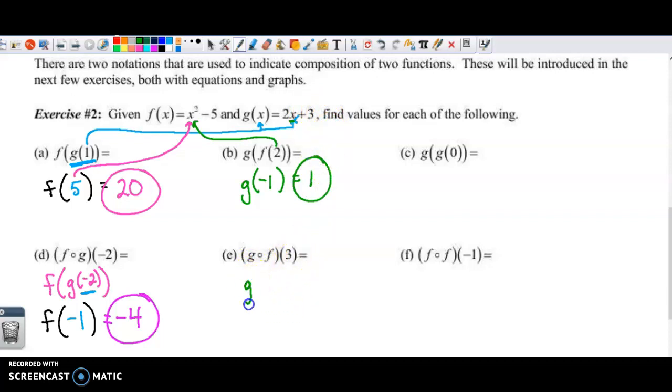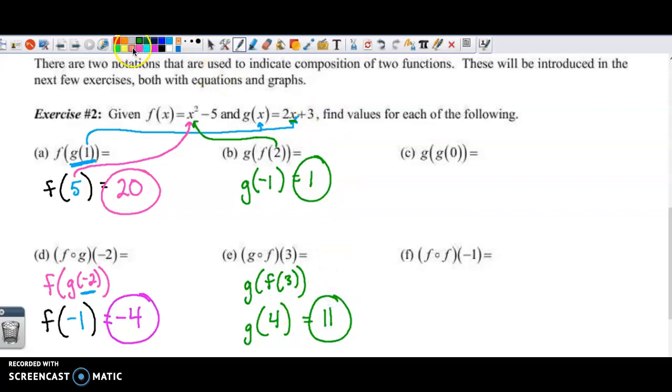Here's another one that really means g of f of 3. So do f of 3 first. 3 squared is 9, minus 5 is 4. And now do g of 4. So go to the g function. 2 times 4 is 8, plus 3 is 11.